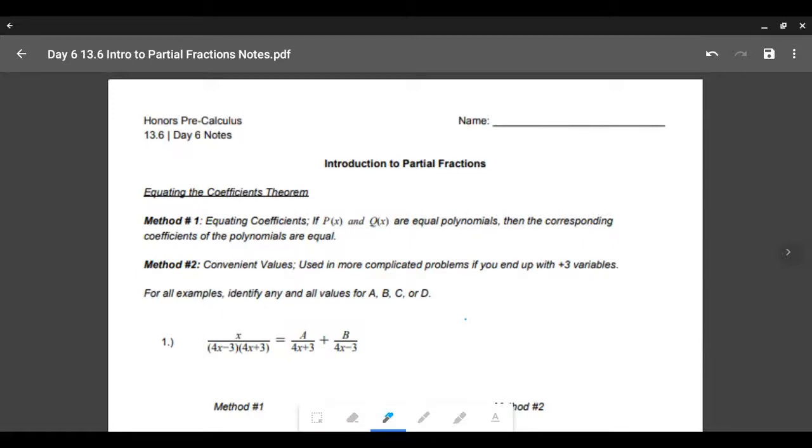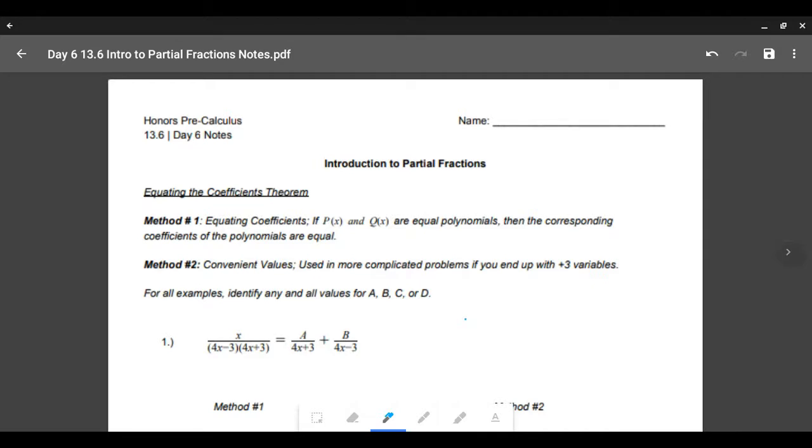All right, so today we're going to talk about Chapter 13, Day 6 notes, which is an introduction to partial fractions. There are two methods to do this. The first is equating the coefficients, where we try to eliminate any denominators and then set parts of the numerators equal to each other. And the second method is the convenient values method.